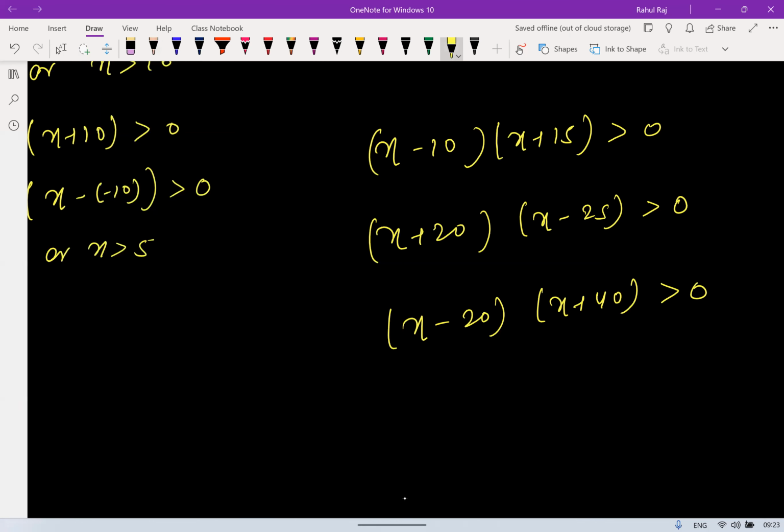Also, this only applies if it's greater than 0. If it's less than 0, we have to change. We'll come down to that after this. Okay, fine. But can you please solve this?